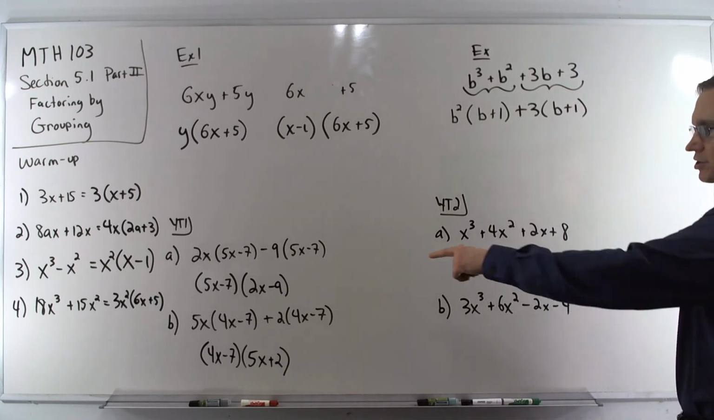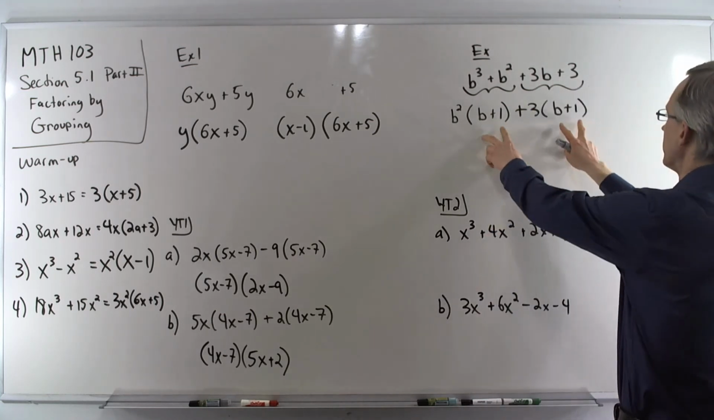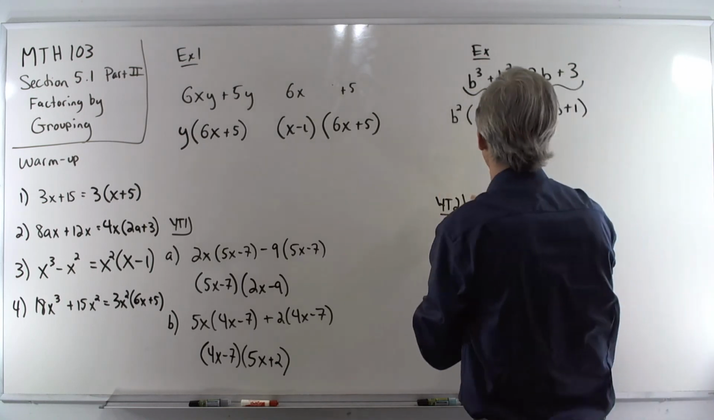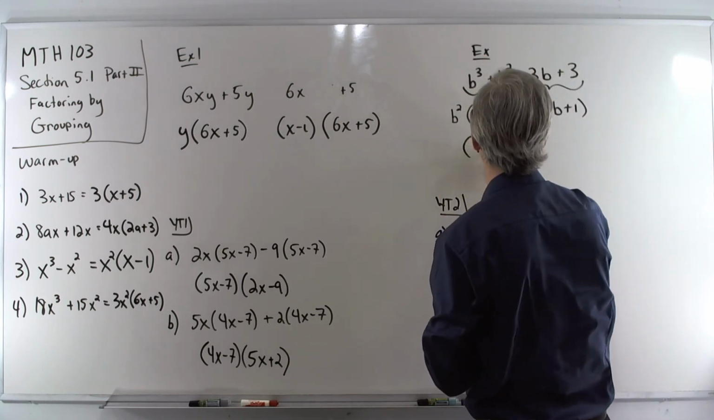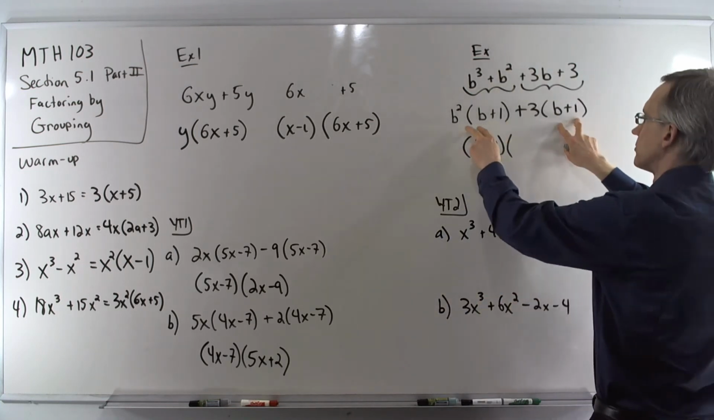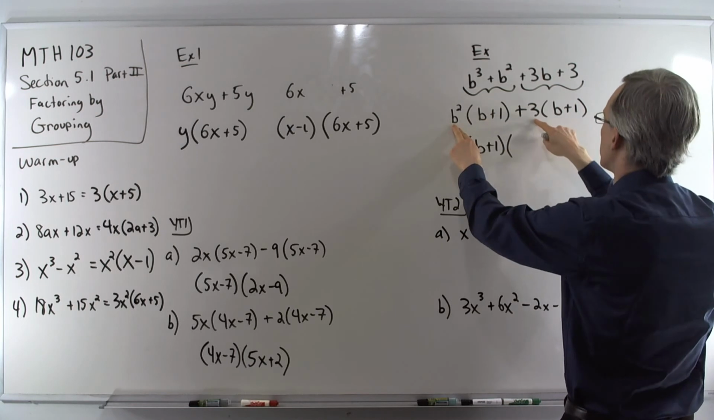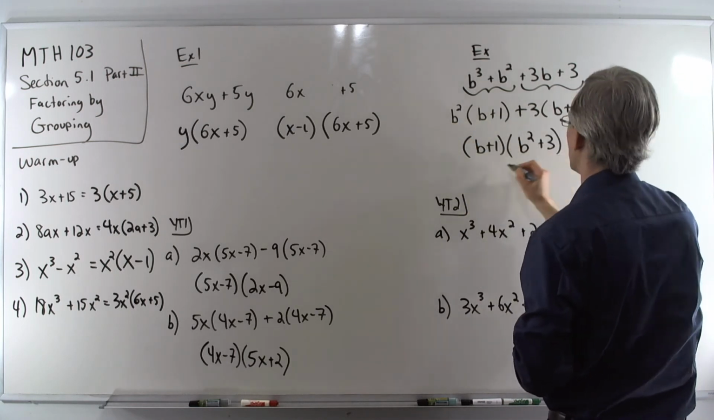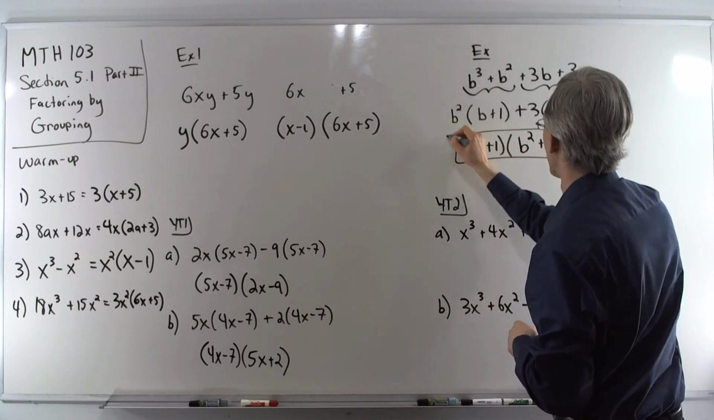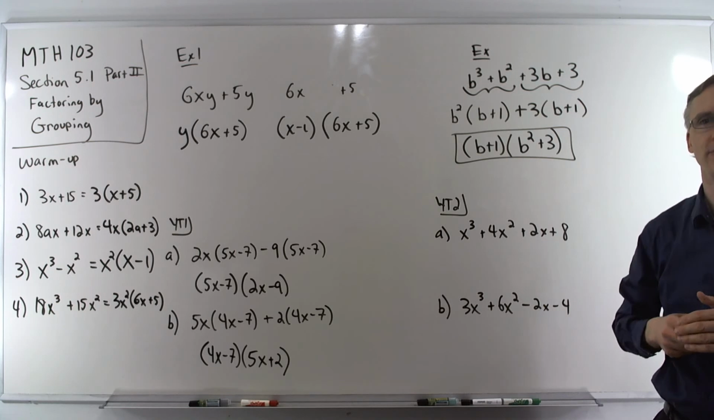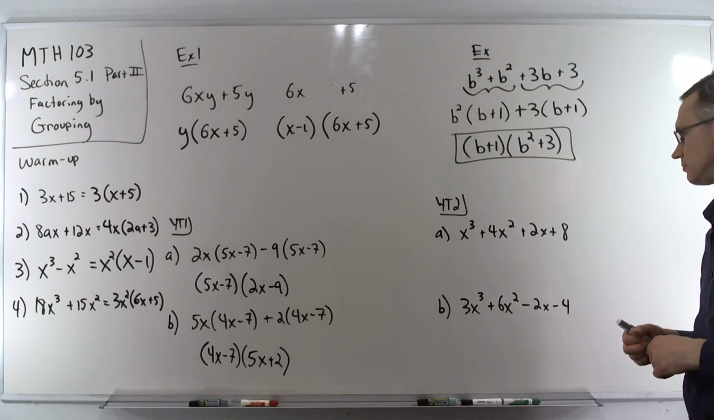And now this problem looks just like these. So now we know what to do. We're going to factor out this matching binomial. So that goes out front. And what remains after we remove the b plus 1 is b squared plus 3. There's the factored form. b plus 1 times b squared plus 3. Your turn, number 2.